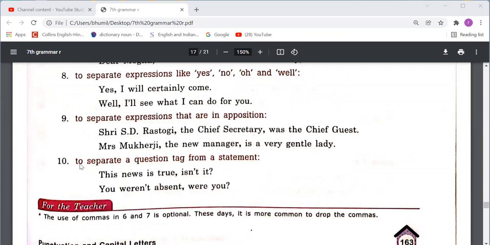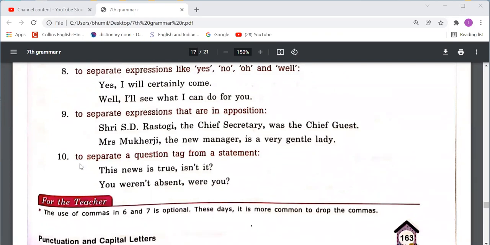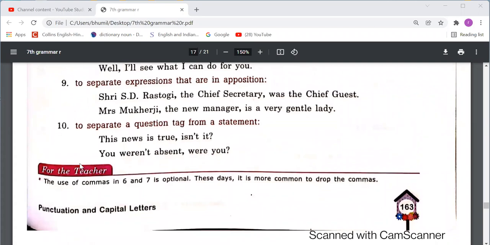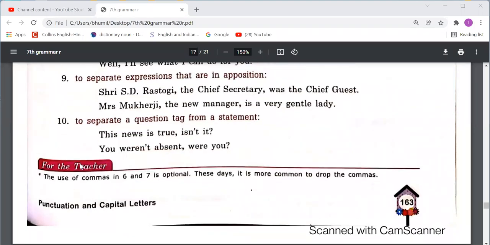Point number 10, to separate a question tag from a statement. Whenever we write a question tag after a statement, there also, to make them separate, we have to use a comma. Like, this news is true, isn't it? So isn't it, that's a question tag of this statement. So to make them separate, we have to use a comma there. See the next sentence, you weren't absent, were you? So again we have used a question tag. So before the question tag, we need to use the comma to make them separate. So these are some points about the comma.